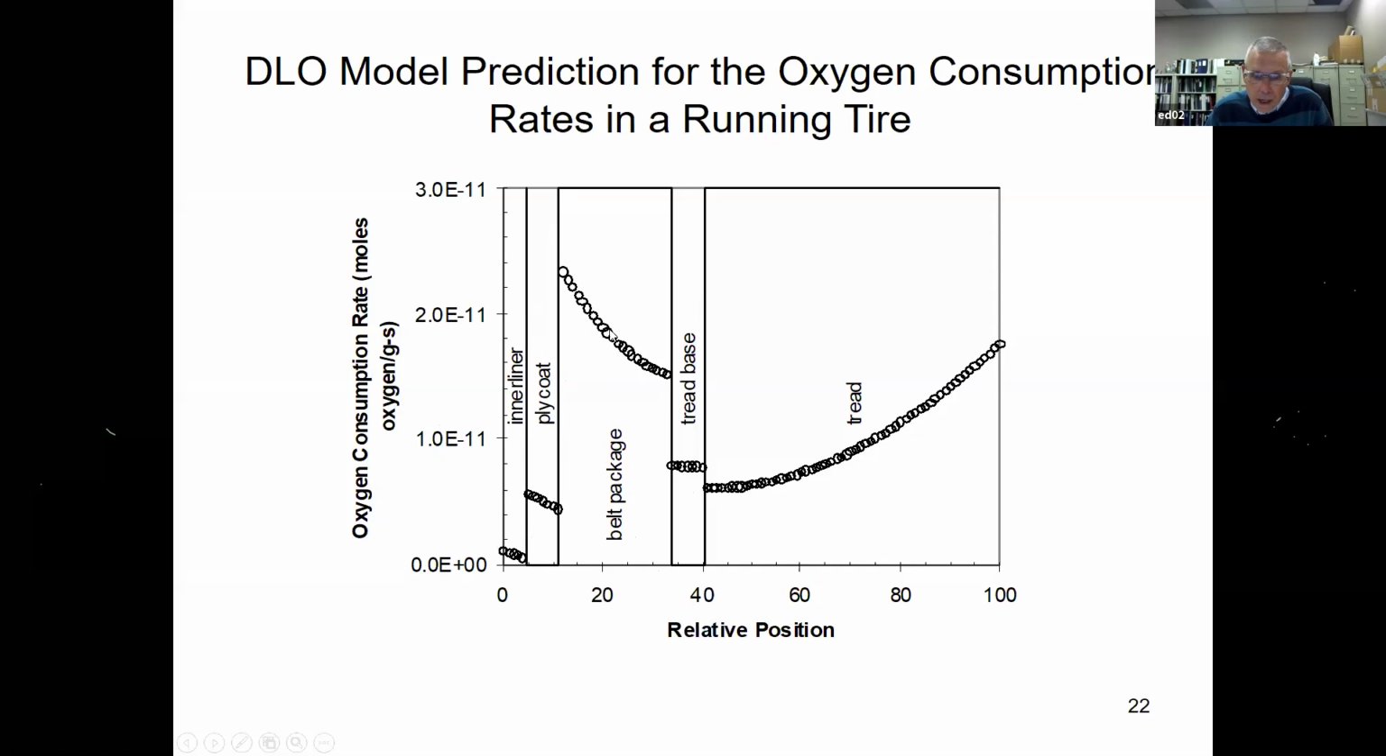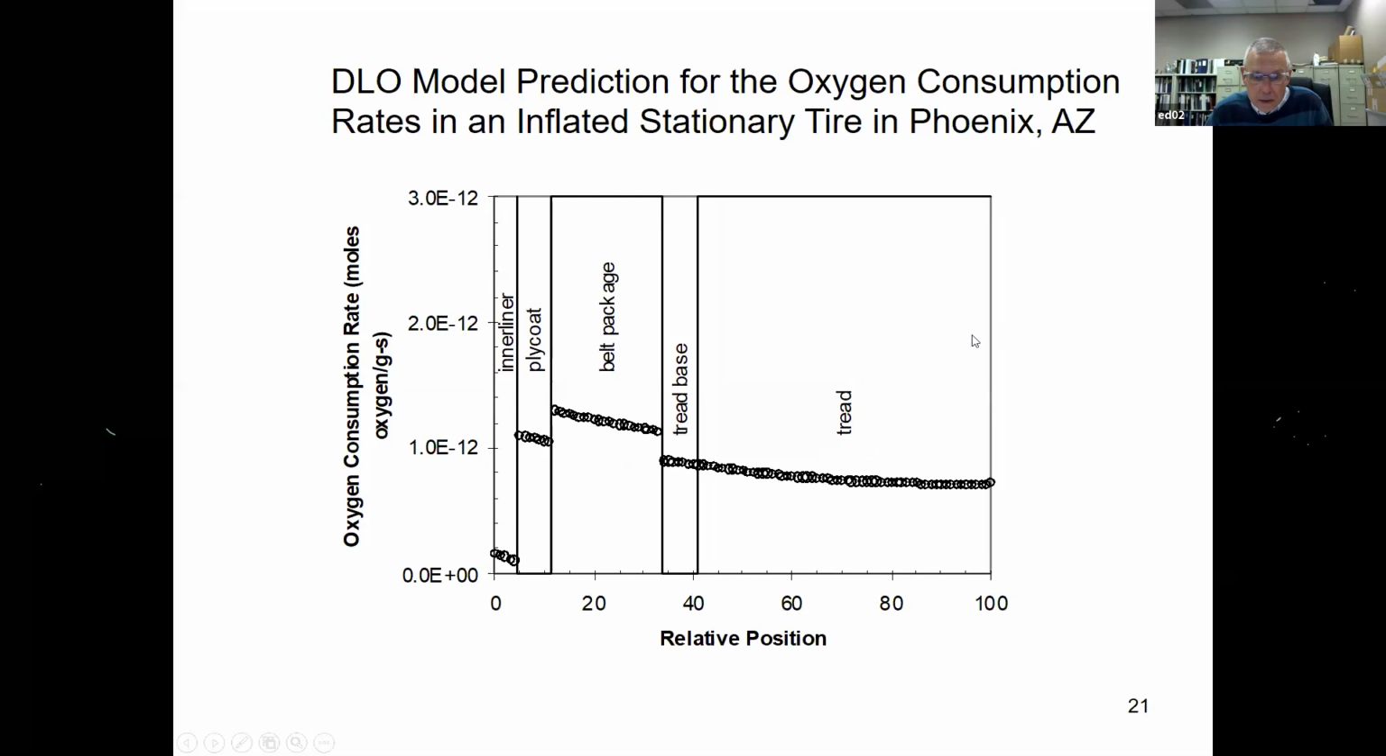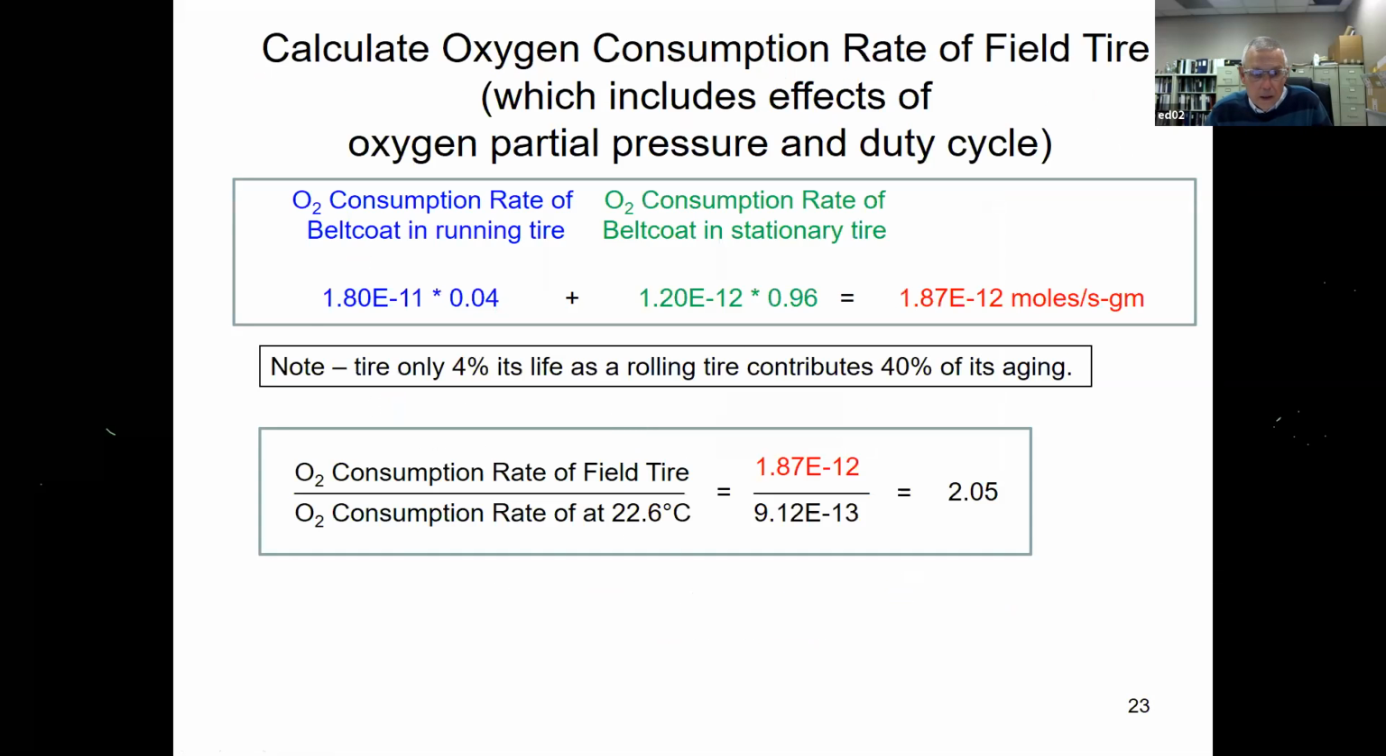Okay, so what we're after is this number right here, 1.8 times 10 to the minus 11th, and this number right here, 1.2 times 10 to the minus 12, okay. So here's the 1.8 times 10 to the minus 11. Here's the 1.2 times 10 to the minus 12. Okay, so we're going to calculate the oxygen consumption rate of the field tire, which now includes the effect of oxygen partial pressure and duty cycle.